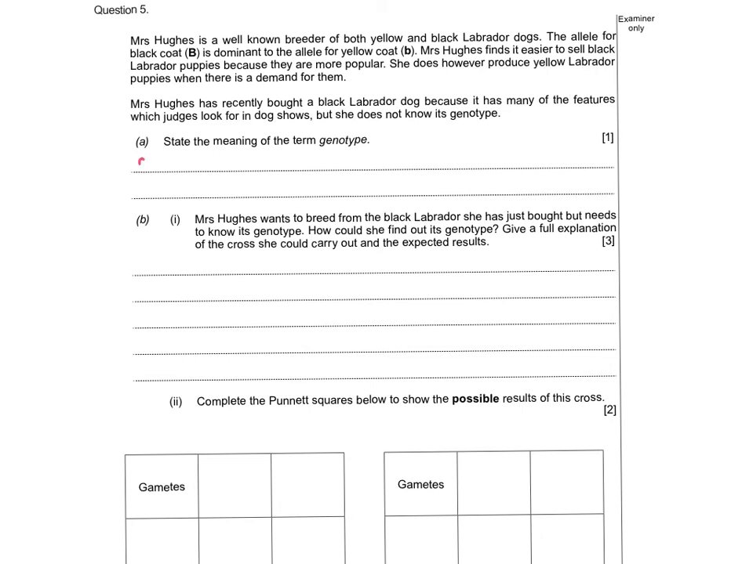Okay, so genotype is the set of alleles an organism possesses, or has, we could say. So for example, it's either going to be big B, big B, big B, little b, or little b, little b. They're the only 3 genotypes that we can have when we're looking. We can change the letters, but they're the 3 combinations. Then it says, Mrs. Hughes wants to breed from the black Labrador she has just bought, but needs to know its genotype. How can she find out its genotype? Give a full explanation of the cross she would carry out and the expected results.